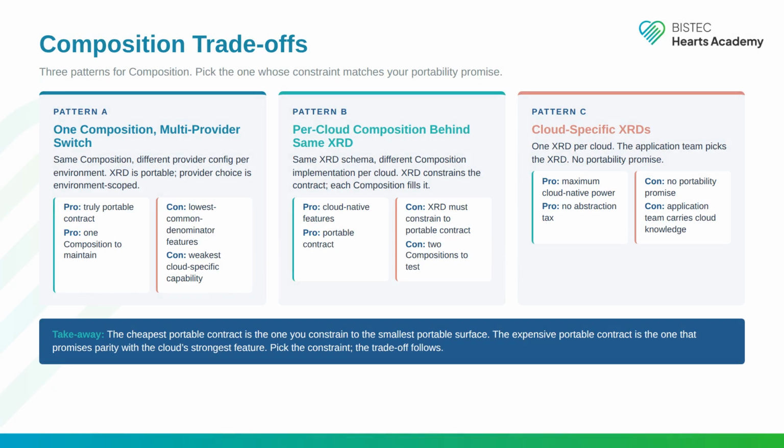3 patterns for composition. Pick the one whose constraint matches your portability promise. Pattern A, 1 composition, multi-provider switch. Same composition, different provider config per environment. The XRD is portable. Provider choice is environment scoped. Pro, truly portable contract, 1 composition to maintain. Con, lowest common denominator features, weakest cloud-specific capability. The portable promise costs you the cloud's strengths.